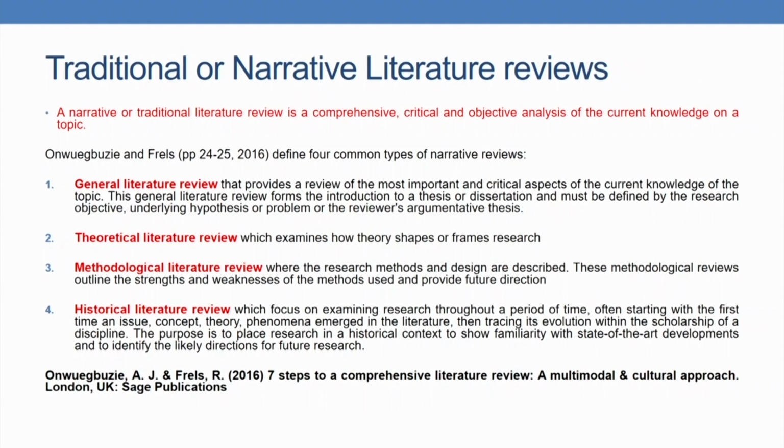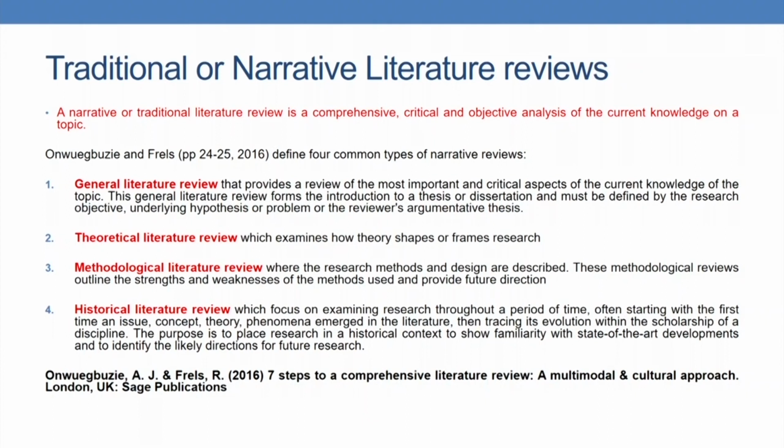So, what is it? A narrative or traditional literature review is basically a comprehensive, critical and objective analysis of the current knowledge on a topic. It improves or enhances the current knowledge base of the topic that we have taken up for study. Now, 4 common types of narrative reviews are usually employed when we carry out this kind of literature study. One is general literature review, theoretical literature review, methodological literature review and historical literature review.